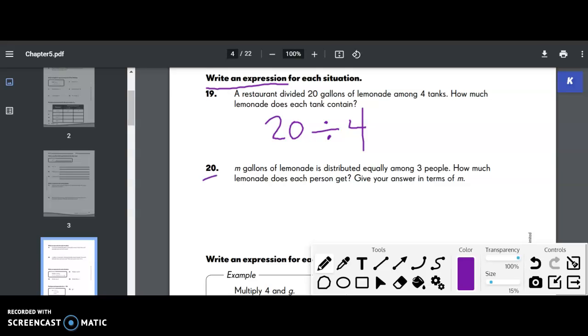Number 20, M gallons of lemonade is distributed equally among 3 people. How much lemonade does each person get? Give your answer in terms of M. Okay, well, if it's distributed equally, that means we're splitting it up equally. Splitting things up equally is division. So we can take that M gallons of lemonade divided by 3. So M divided by 3 is our expression. We could also write it as M over 3, that way as well.